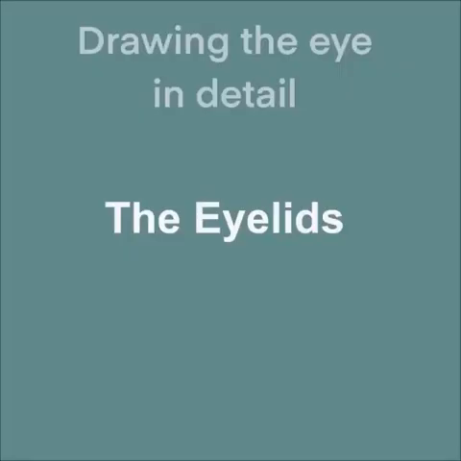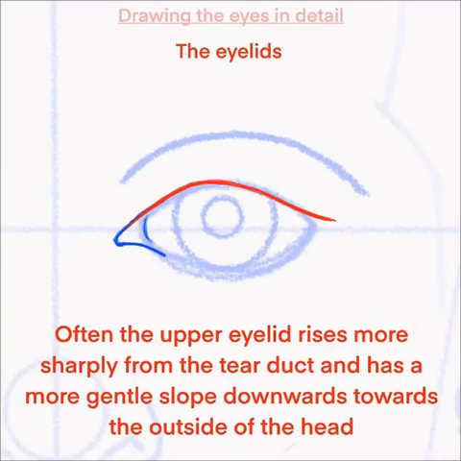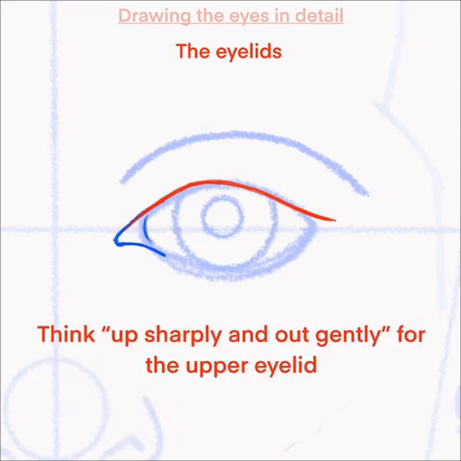The eyelids. Often the upper eyelid rises more sharply from the tear duct and has a more gentle slope downwards towards the outside of the head. Think up sharply and out gently for the upper eyelid.